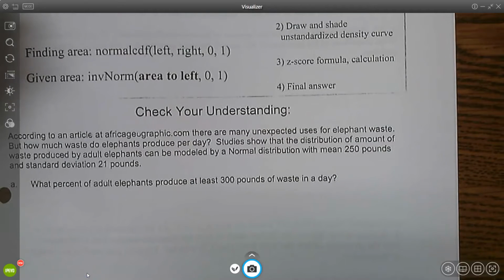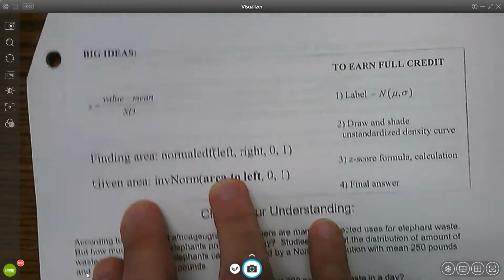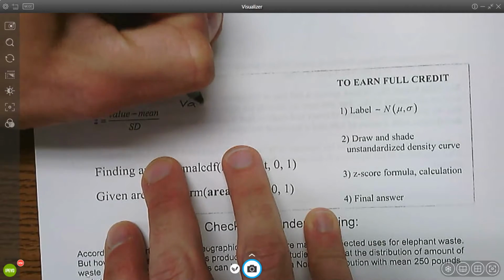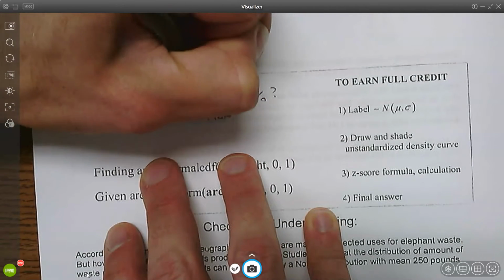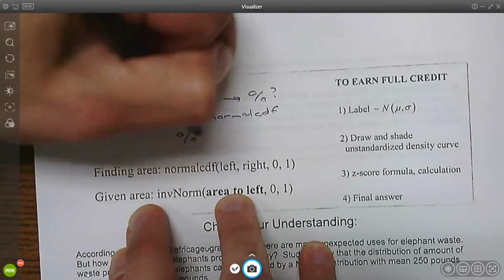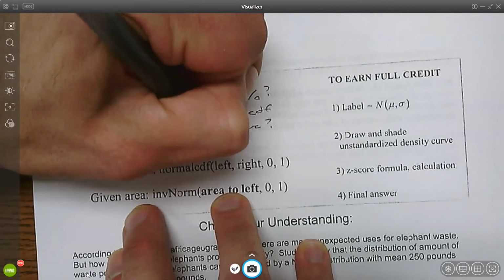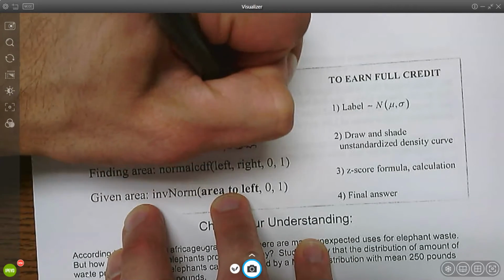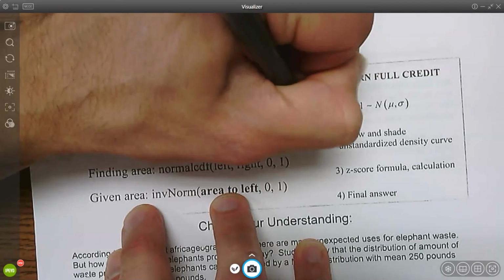All right, in this video, I'm going to cover section 2.2, part 2, when we did the inverse norm and the normal CDF. I really want to focus first on when to do these things. So if you have a value and you're trying to find a percent, this is going to be normal CDF. If you have a percentage given to you and you're trying to find a value, this is inverse norm. And you're inverse norming the percentile, whatever that is as a decimal.